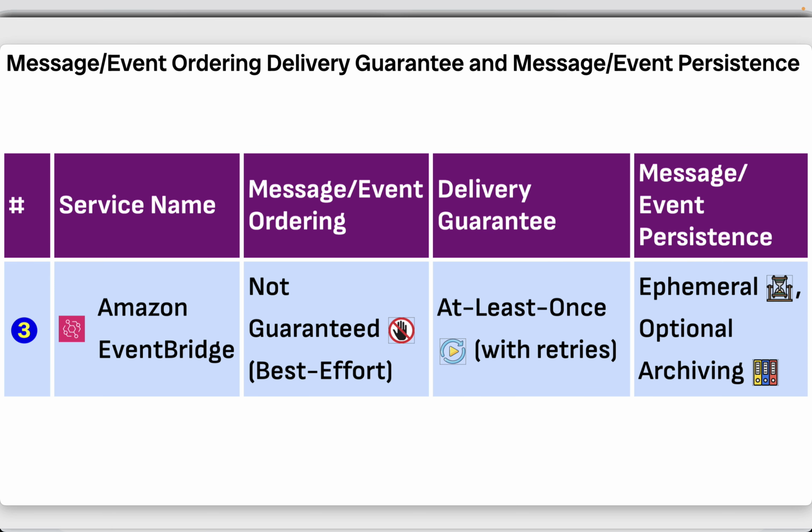Next, Amazon EventBridge. So ordering is not guaranteed, it is based on the best effort. Delivery guarantee is at least once with retries. Persistence is ephemeral by default with optional archiving and replay. EventBridge is primarily designed for real-time event routing.